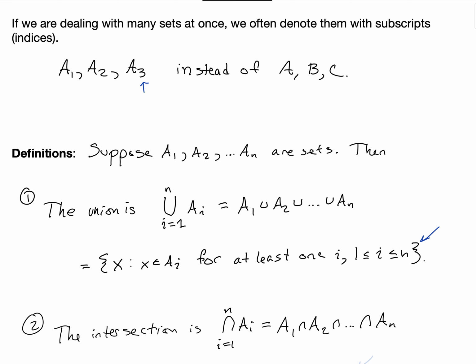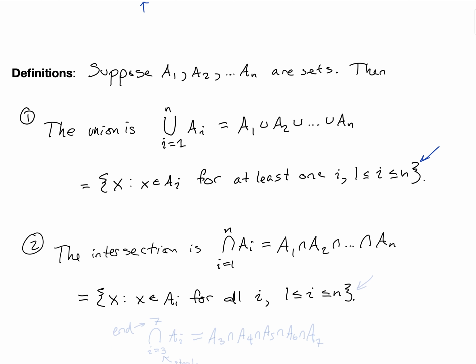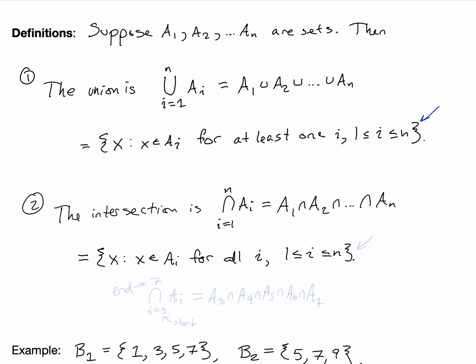Similarly, the intersection of this set of n sets is A1 intersect A2 intersect ... through An, which can also be written as the elements x, such that x is in Ai for every i from 1 less than or equal to i less than or equal to n, where i is in the integers.